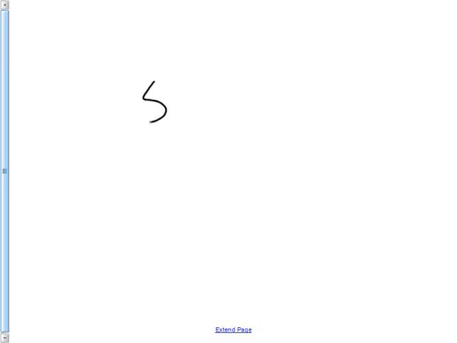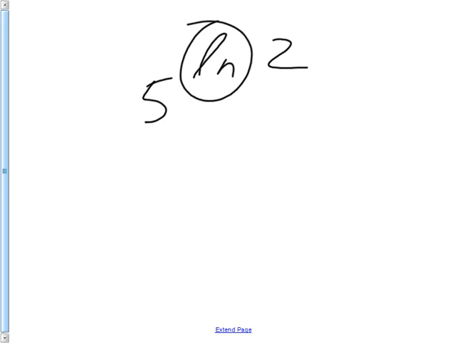All right, some pattern ones. 5 to the ln 2. Do you have an automatic answer on that one or not? No, because you don't have the two bases the same. What's the base on this right now? E, very good. So if I change this to an E, now what's the answer? The answer's 2, good.